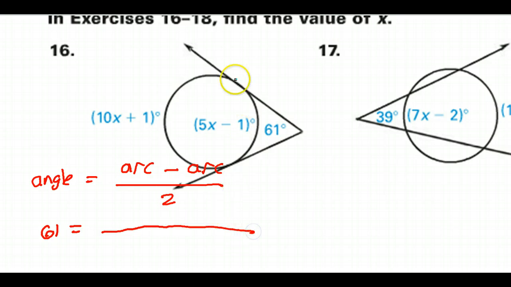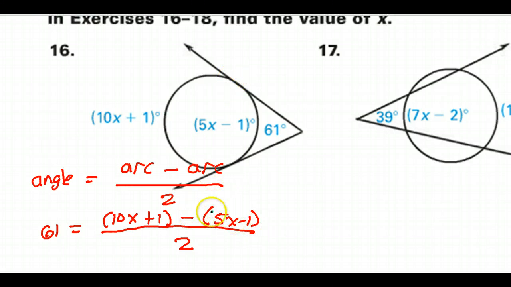Now we really have to do the big arc minus the small arc. So the big arc is 10x plus 1. And the smaller arc, so I've got to do minus, the smaller arc is the 5x minus 1, divided by 2. That's the equation. Now it's just a matter of solving this equation.